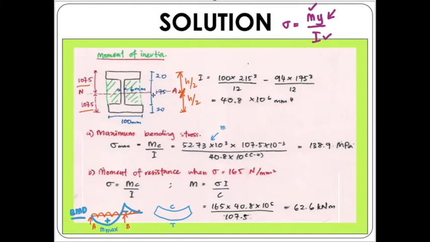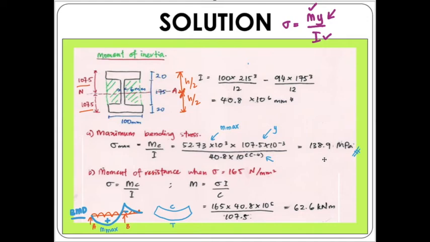Then we also have the y value that we have already calculated earlier, and also the value of I. We have already calculated the I value, which is 40.8 times 10 to the power of negative 4. So we can calculate this and we are going to have our value of the maximum bending stress of 138.9 megapascal.